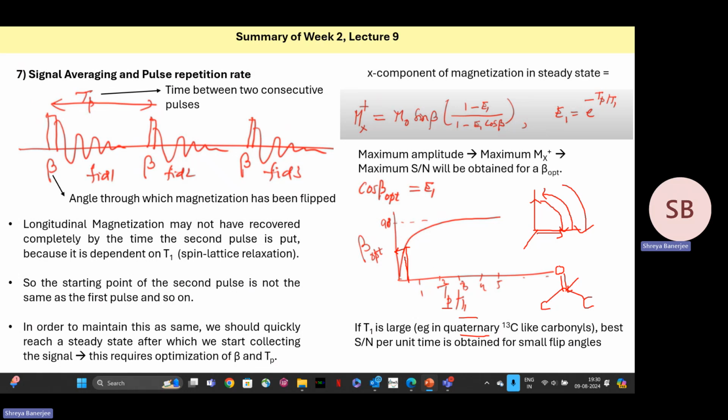Suppose Tp by T1 is coming somewhere around 2. Then we draw a normal to the curve, and then we draw the normal to the y-axis. Whatever the value of beta optimum we get, that is the pulse we should be setting. That formula of beta optimum determines what the flip angle should be. We have discussed the case of 90-degree where from Z it is going to Y, but that is an ideal case. In other cases, you should always calculate the value of beta optimum before you set it.